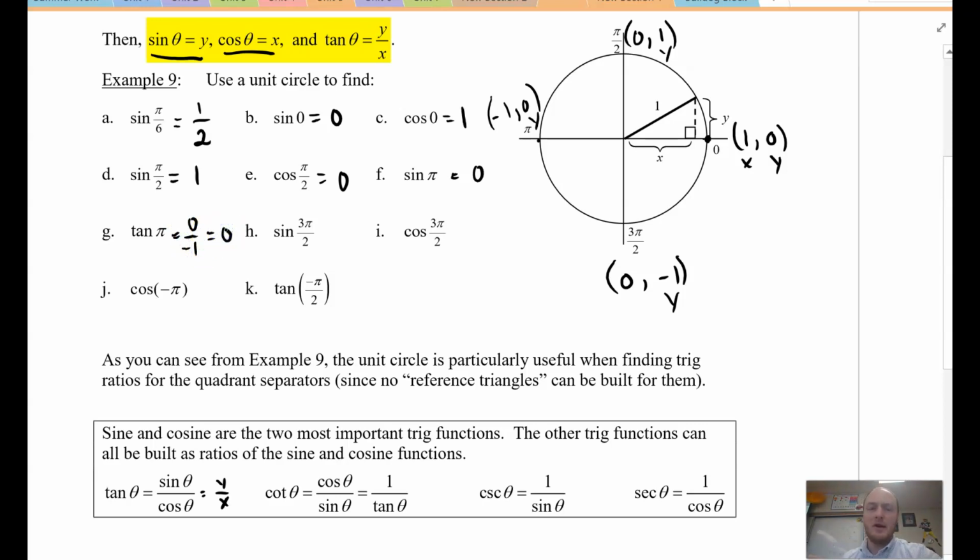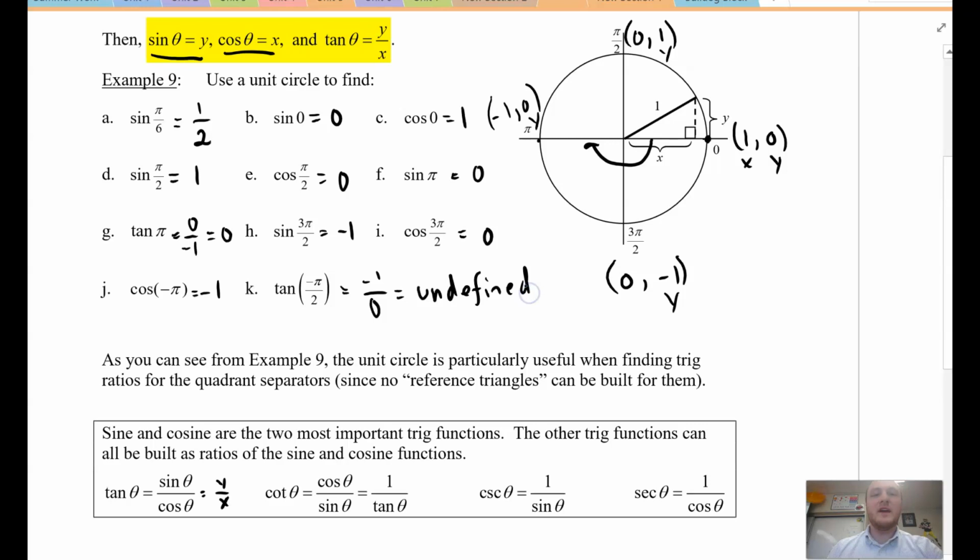They're either 0 or undefined at your quadrantals. Okay, sine of 3 pi over 2, that's the y value, -1. Cosine at 3 pi over 2, 0. Cosine of negative pi, oh, negative. They're trying to get us to go the wrong direction. But it doesn't matter. It's the same answer, right? Because if I go this direction, it's still pi. Okay, cosine, that's the x value, -1. And tangent of negative pi over 2, that is sine over cosine. Uh-oh, we're dividing by 0. Answer is undefined.